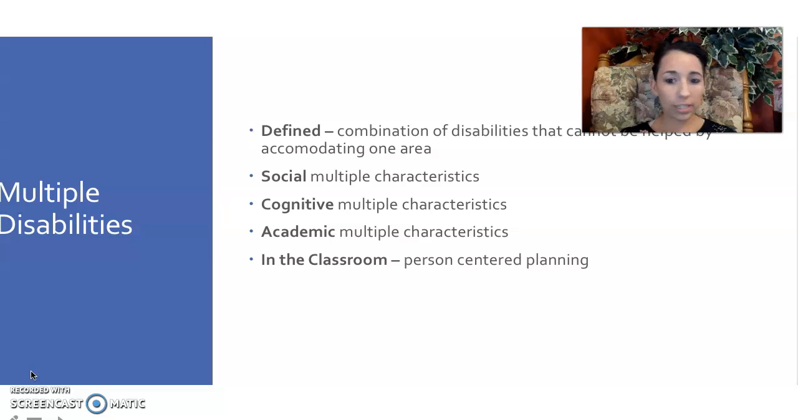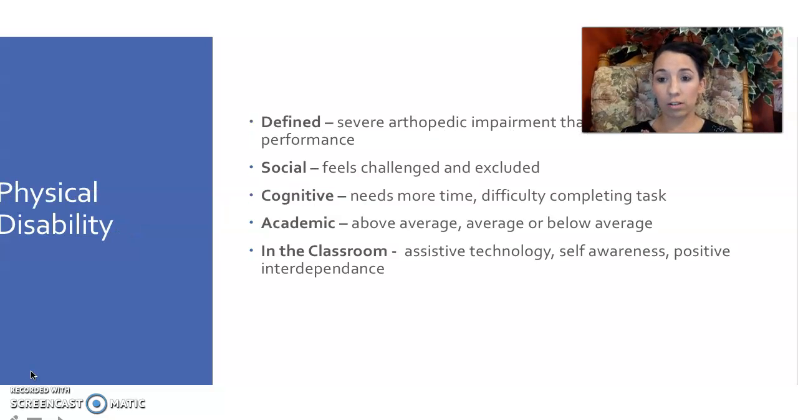In the classroom, this needs to be person-centered planning, and that means you need to collaborate with the student and the family, define their goals, values, and visions, and build around that. Instead of building around the curriculum, you need to work with the parents and build around the child's needs.